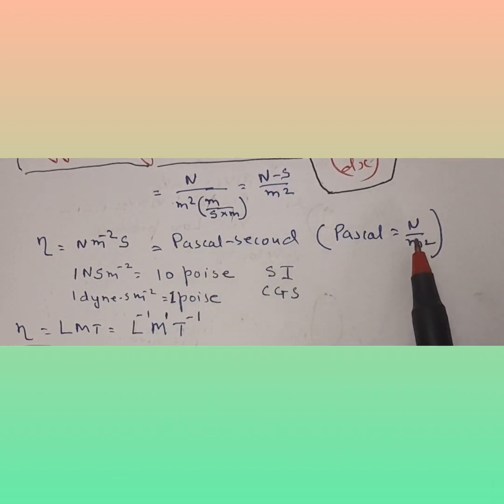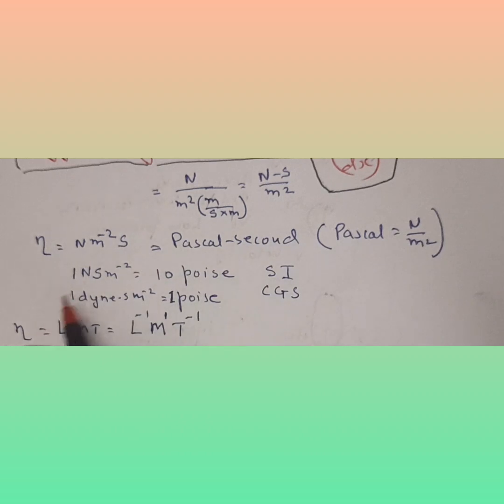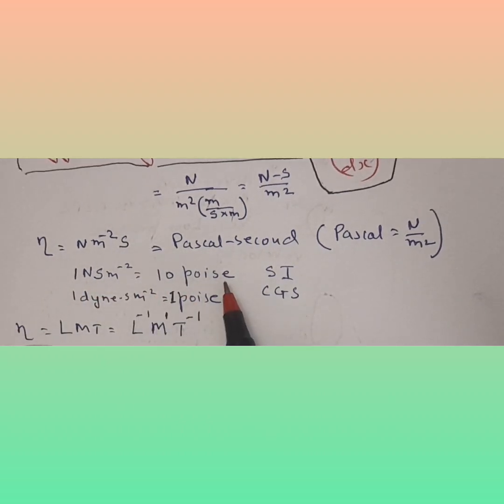Pascal is Newton per meter square, so that is Pascal second. 1 Newton second per meter square is 10 poise, and 1 dyne second per centimeter square is 1 poise. The dimensions of eta are L to the minus 1, M to the 1, T to the minus 1.